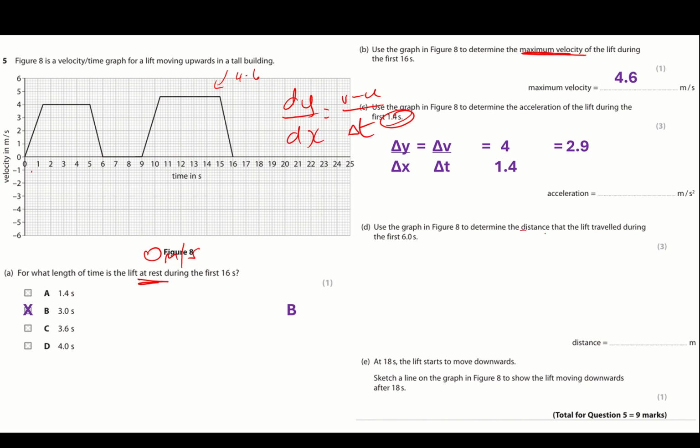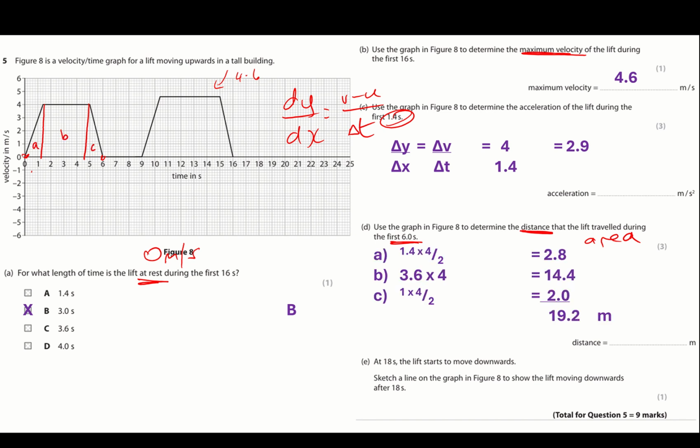Next part, let's get rid of all of these bits. Use the graph to determine the distance the lift travelled during the first 6 seconds. So from a velocity time graph, that's the area under the graph, and it's the first 6 seconds. So I'm doing this part here between 0 and 6, and you just got to split it into its shapes. And I've got shape A, shape B, and shape C. So here's the answer. So the first part, I'm doing shape A, 1.4 times 4, and then divide by 2 because it's a triangle, 2.8 meters.